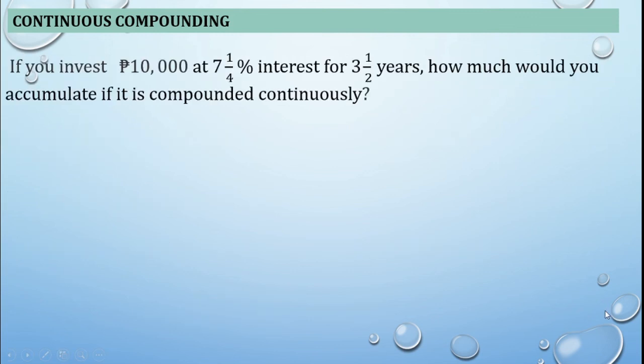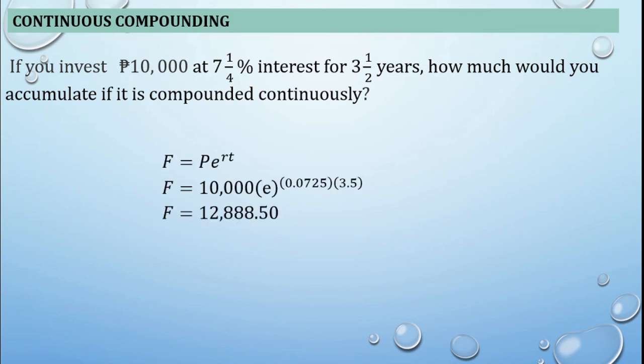Consider the problem. If you invest 10,000 pesos at 7.14% interest for 3.5 years, how much would you accumulate if it is compounded continuously? Using the formula F is equal to P times e raised to RT, we have F is equal to 10,000 times e raised to 0.0725 times 3.5, or F is 12,888.50.